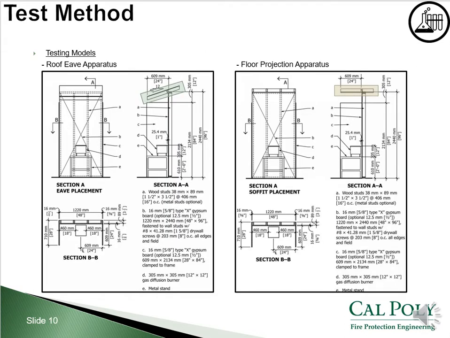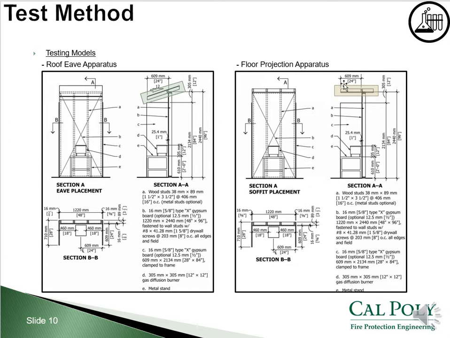Knowing how it was created, now let's talk about how to perform it. What you see here are the 2 testing models provided by the test method, one being the roof eave apparatus and the second being the floor projection apparatus. The main components are the wall assembly, the holding fixture with the shield, and the ignition source which is a combination of the burner and the metal stand. The models are identical except the difference in testing specimens as highlighted.